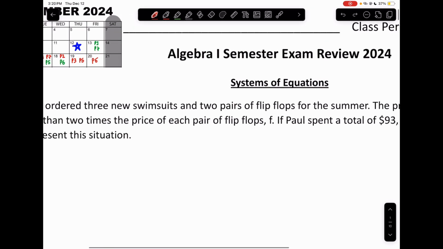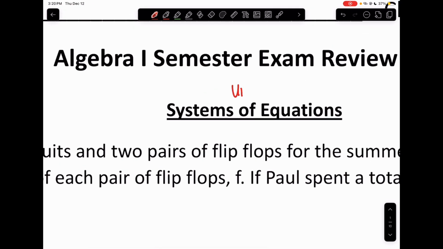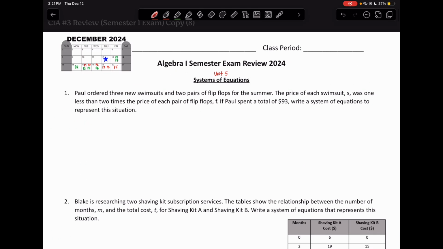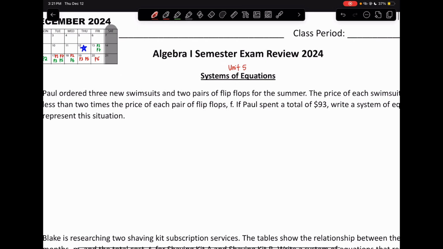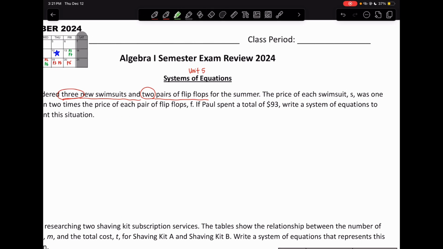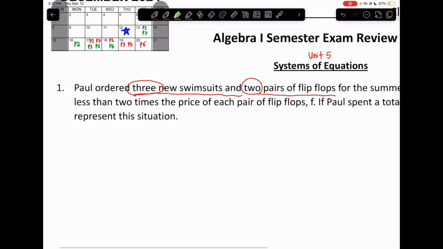All right, so starting off with systems of equations, which is unit 5, the unit that we just finished. We've got a word problem, and as you have heard me say in class, when I'm approaching a word problem, I'm going to be reading it looking for the variables. Paul ordered 3 new swimsuits and 2 pairs of flip-flops for the summer. The price of each swimsuit, S, okay, found one. The price of a swimsuit is S, was 1 less than 2 times the price of each pair of flip-flops, F. Okay, so I found another one.